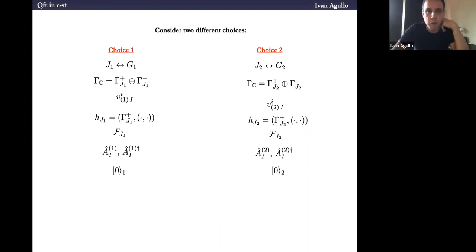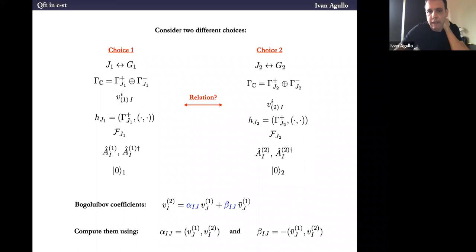And just to remind your memory, imagine you give me two choices of Fock representation, J or G: the basis, one-particle Hilbert space, Fock space, creation, annihilation, and vacuum. How to relate them? The relation can be extracted easily at the practical level just by relating the two bases, the basis 1 and its conjugate, and the basis 2. The coefficients are called Bogoliubov coefficients.